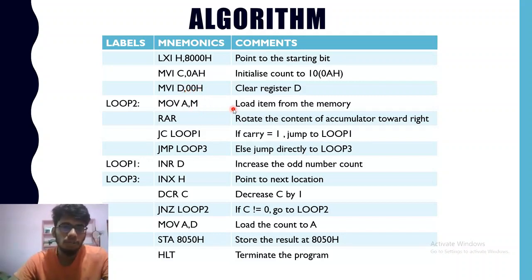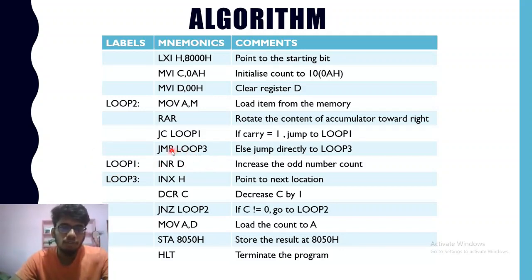Then we are going to load our item into the accumulator from the memory in order to perform the operation RAR, which is basically to rotate the content of the accumulator toward the right by 1 bit. And JC loop 1, this first loop will determine if the carry is generated or not. If the carry is generated, it means our given number is odd, and then we will move directly to loop 1. We will increment the value of D by 1.